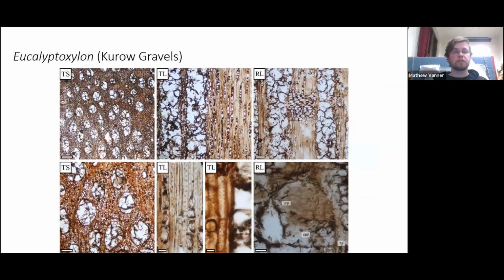There is Eucalyptoxylon from the Kurau gravels. This is that material that I showed you right up at the start when I was talking about how you use the InsideWood database to determine what a wood might be. It has solitary and very large rays. These vessels can be 200 microns in diameter, which is very large for New Zealand. Uniseriate rays, procumbent rays, these tiny wee little intervessel pits, as well as vessel ray pits and tracheid pits. We know that we have tracheids around the vessels.